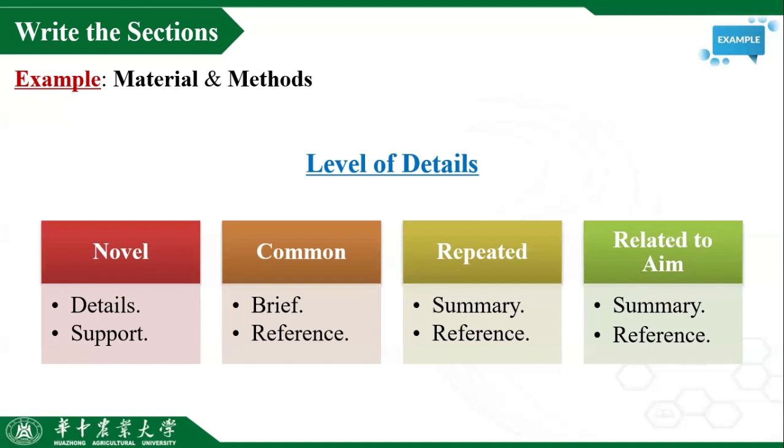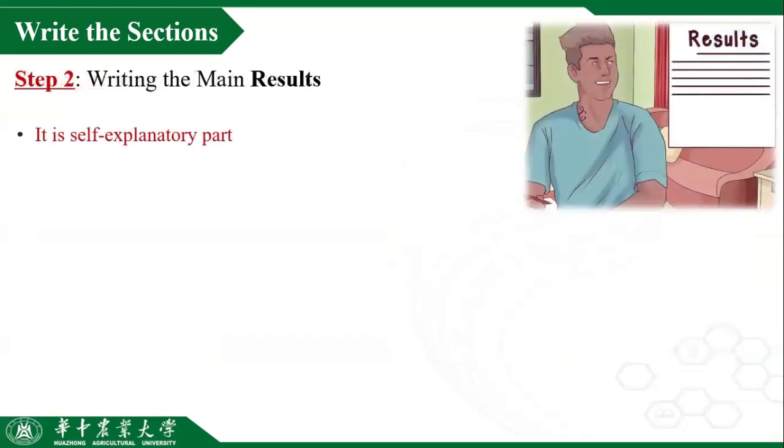If the method is repeated, for example, you are investigating the effect of a condition on a plant, and again you are investigating another condition on the same plant, you don't have to repeat the same methodology in detail again. You just write it the first time, and then you write a summary and cite some references. If this methodology is related to the aim, meaning that the aim of your work is already mentioned before in another part, just write a summary and cite some references. This is the level of detail when writing the methodology.